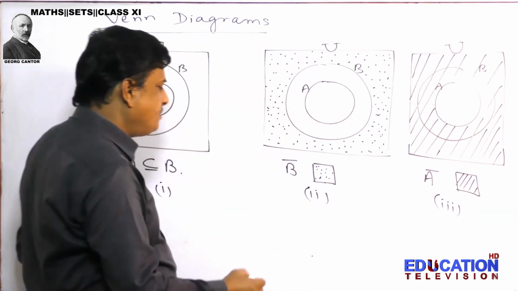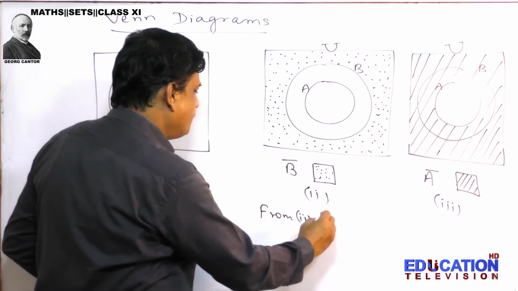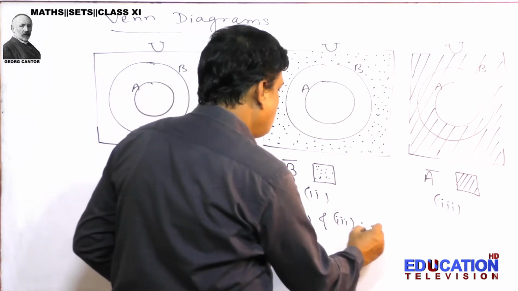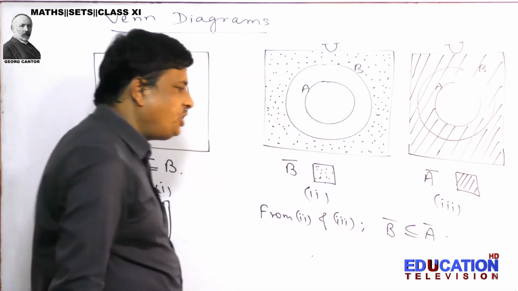So from second and third, what we observe, B complement is subset of A complement.